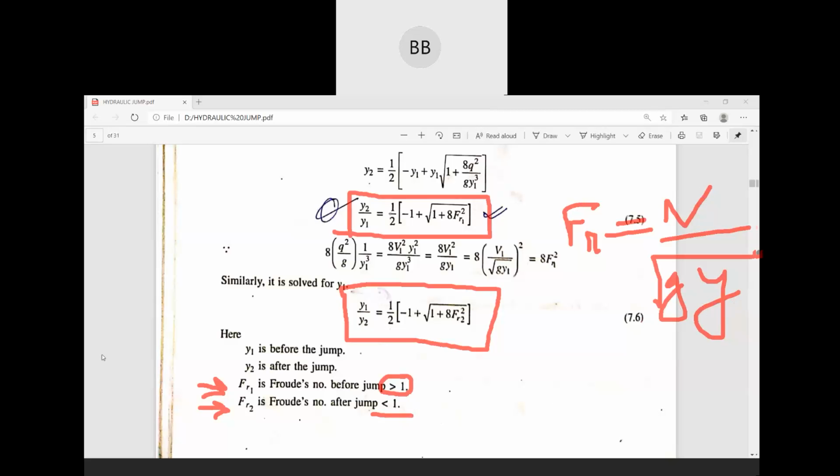It is very important for your competitive exams. So this is the relation between y1 and y2, that is, the depth of flow before the jump and after the jump.